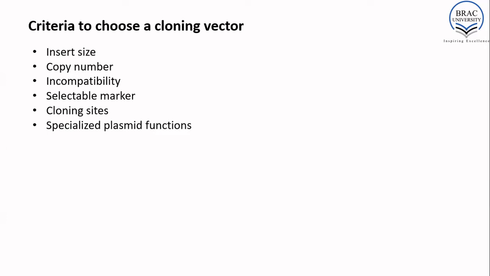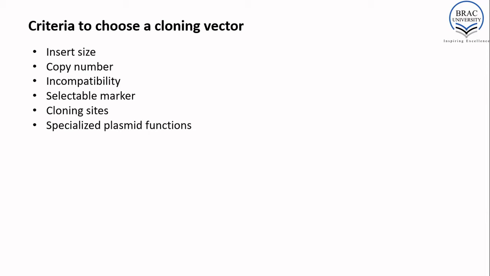Firstly, the insert size. As we have seen, the bacteriophage cannot take in long fragments. On the other hand, the BAC or the YAC can take long fragments, and they are very suitable for sequencing the mammalian genomes.